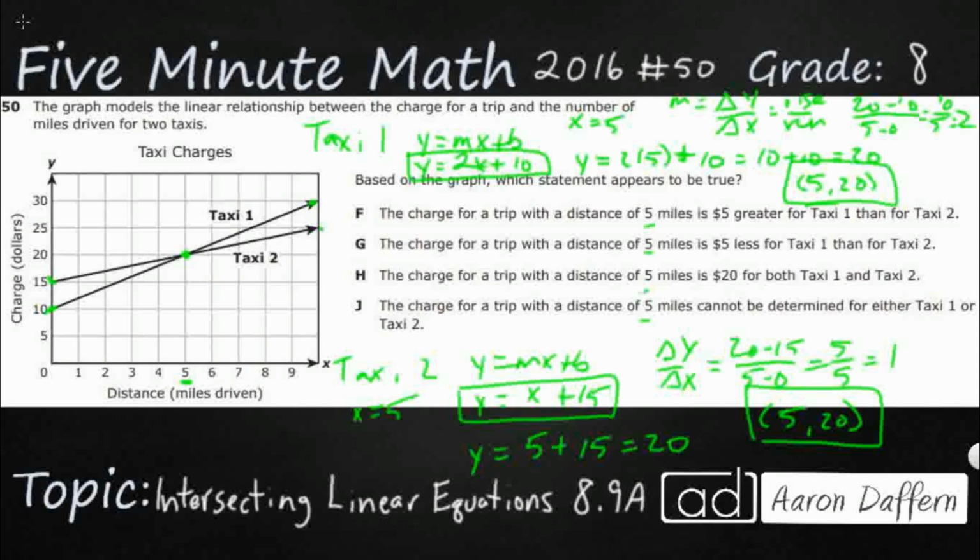So let's check our answers. The charge for a trip with a distance of 5 miles is greater for taxi 1 than for the other taxi. Even if it's $5, it doesn't matter what that number is, they're not greater. The charge for a trip with a distance of 5 miles is, once again, I don't care what that $5 is, it's not less. There's my H: the charge for a trip with a distance of 5 miles is $20 for both. It doesn't say the same, but at least it gives you the same number. And then it says cannot be determined. Well, the graph shows us what it is, and I proved it mathematically, so J is incorrect. My answer is H.